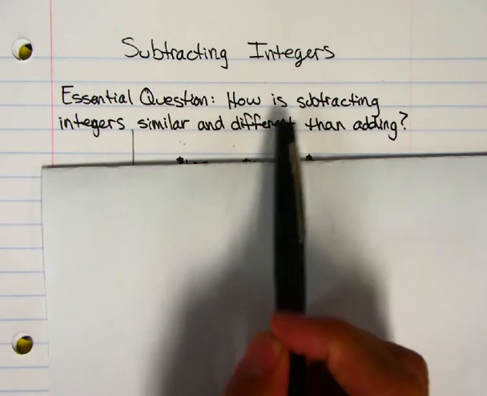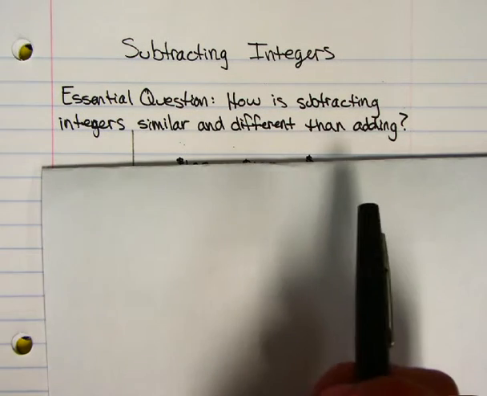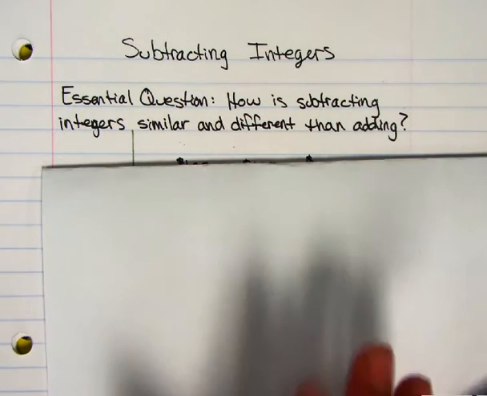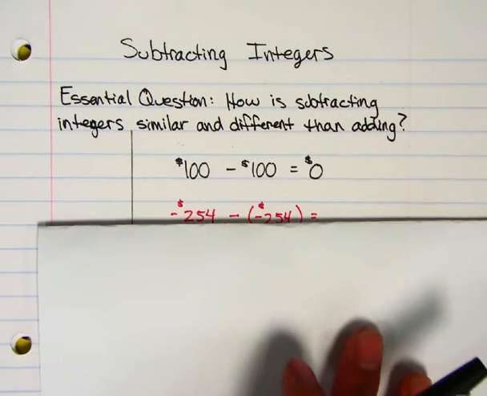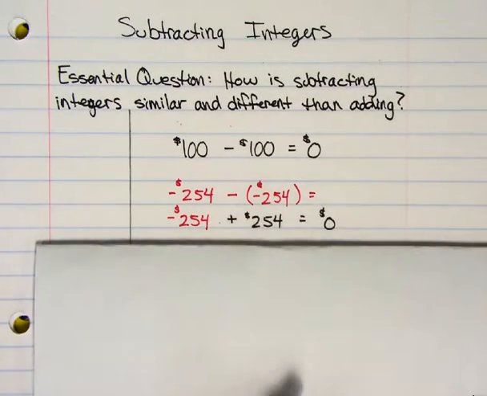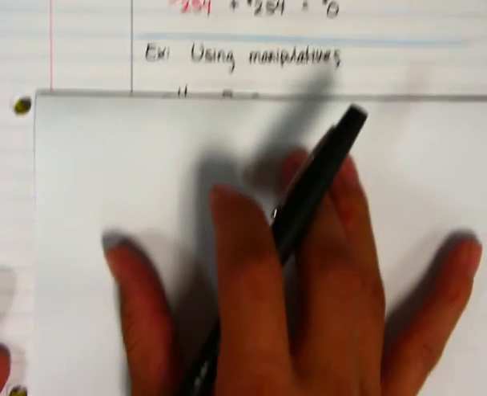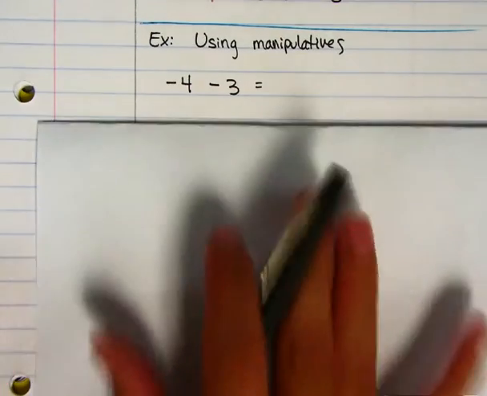But the essential question is, hey, how is subtracting integers similar to and different from adding? How is it different than what we learned before? Okay, so I wrote down the two examples that we wrote, and you can add pictures and stuff so you know that there's paychecks or bills. But I'm going to come down to using some manipulatives. Okay. All right, so let's take a look here.